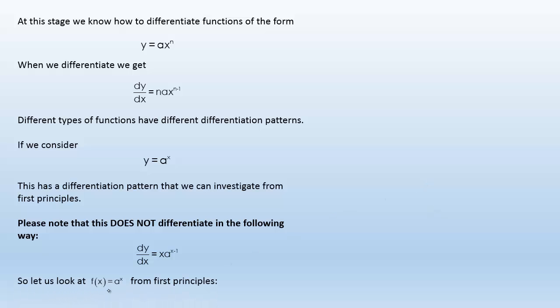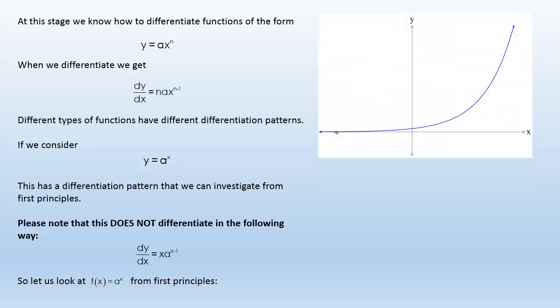So let's look at f of x is a to the x from first principles. So the graph would look like this, at least it will if a is greater than 1. So let's have a general point here, x, a to the x. Remember, if we substitute x into here, we get a to the x. And then a bit further away, we have this point here, x plus h. And then substituting x plus h into our function, we get a to the x plus h. And here's the chord between them.